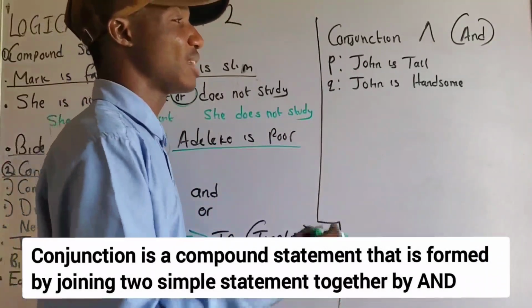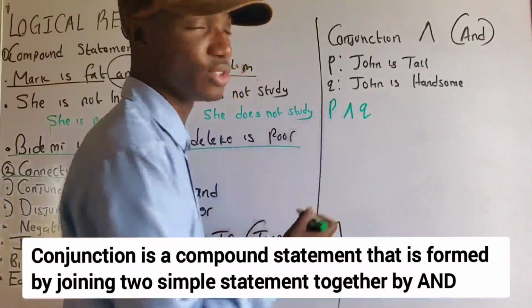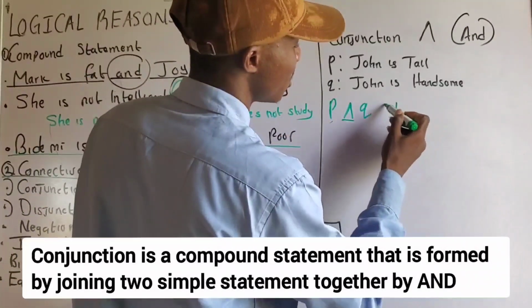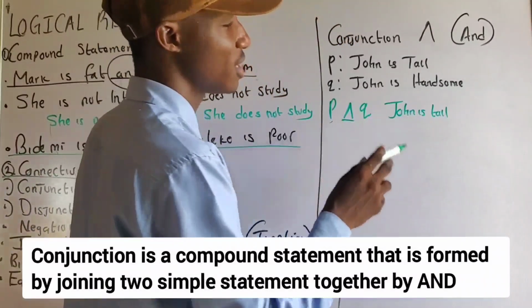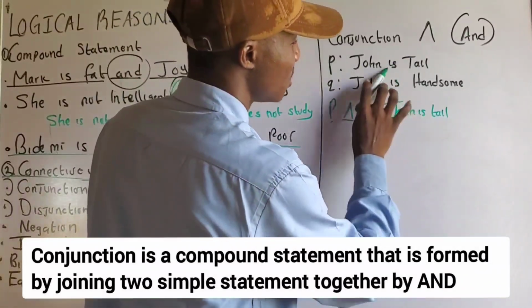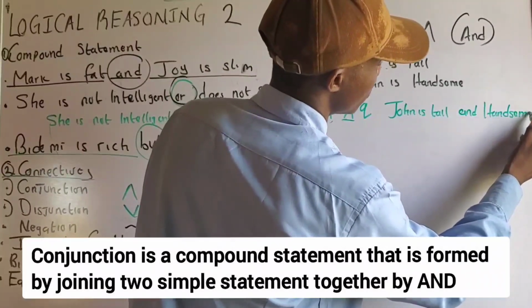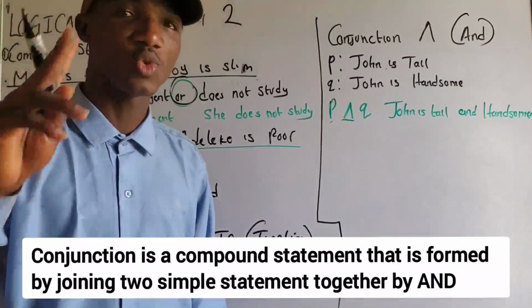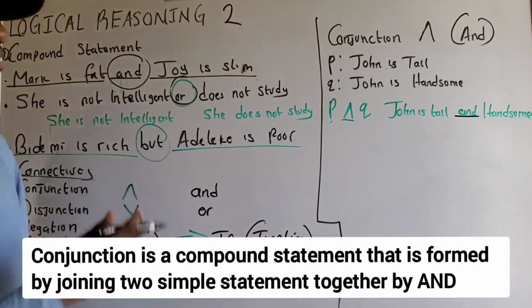Now, let us combine the two simple statements using conjunction. That is P conjunction Q, right? Do you know the meaning? P conjunction Q means John is tall, and now instead of John is handsome, I'm going to write and handsome, because now this word stands for and. John is tall, which is the first statement, and handsome. So you can see that conjunction is just a connective that connects two simple statements using and. So the conjunction here works as and. Do you understand? Okay, that is the first example.